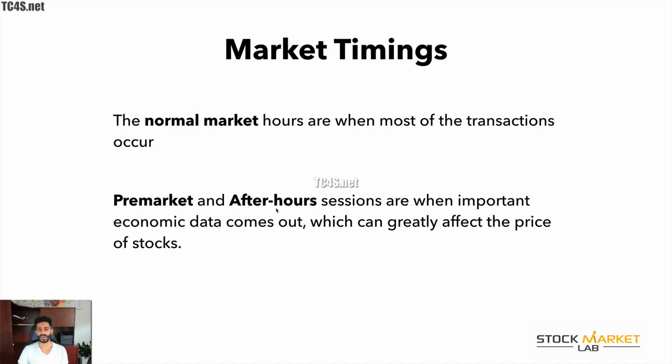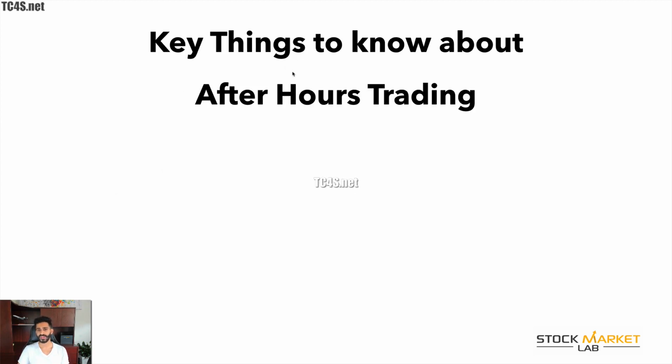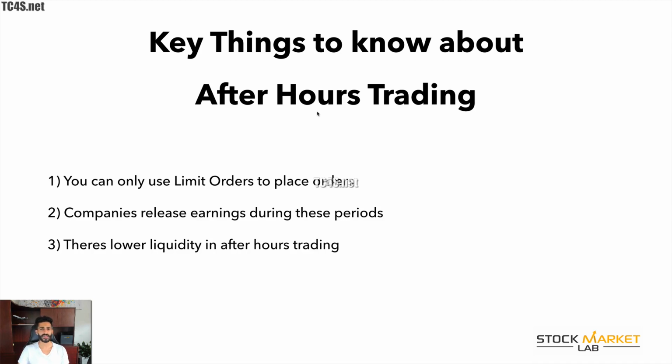Can we trade pre-market and after hours? Yes, we can, but it's just a little bit harder, right? So these are the key things to know about after hours and pre-market trading. After hours meaning when the market is closed. You can only use limit orders to place orders. When we go over order types, you guys are going to get what I mean by this. So when you're trading pre-market or after hours, this is the only order type you can use. So keep that in mind. When you trade pre-market or after hours, which you can once again trade, you can only use limit orders to place your trades, right?